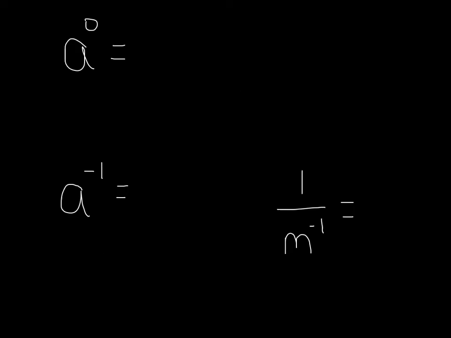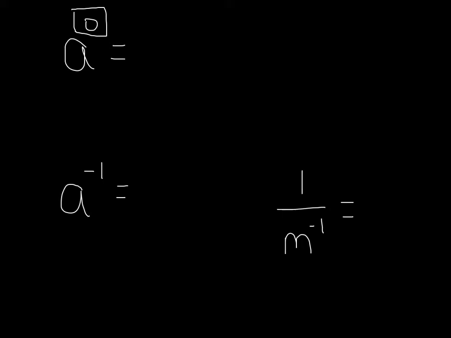Unit 4, Formative 1, Day 1: zero and negative exponents. Alright, first we have to start with what an exponent is. Remember an exponent? Like we said yesterday, it's the little number up above the letter or the number. Okay, so this first one is a to the 0.